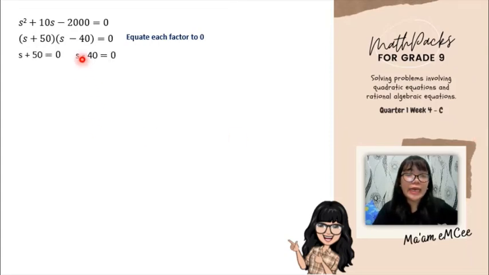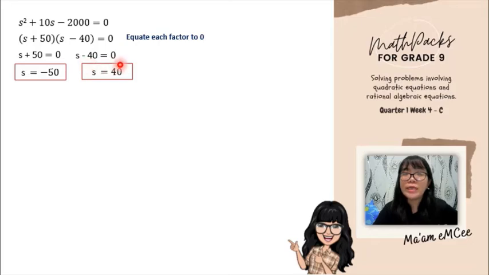And then s minus 40 equals 0. So to solve for the value of s, we need to transpose 50 to the other side of the equation. That will give us s is equal to negative 50 for our first solution. And then, for the next solution, we need to transpose negative 40 to the other side of the equation, so this will become positive 40. So our next solution will be s is equal to positive 40.